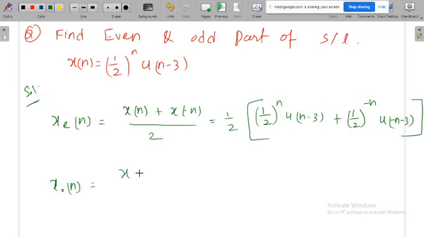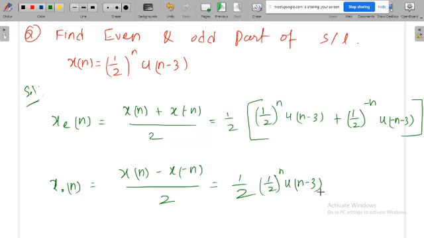x_o[n] is equal to (x[n] minus x[-n]) divided by 2, and again simply only minus instead of plus, here only minus will come. So (1/2)^n u[n-3] minus (1/2)^(-n) u[-n-3]. So ultimately we got the mathematical expression for the even component as well as the odd component.